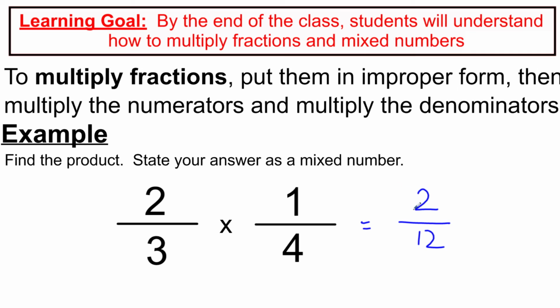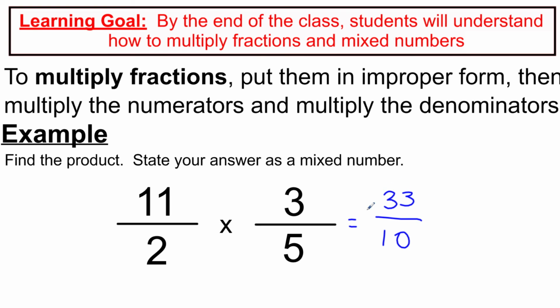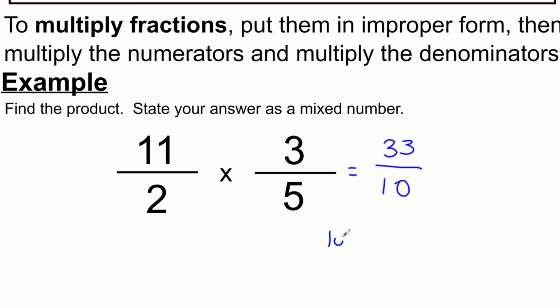Our last problem, 2 out of 12, is not even one whole number, so that was not an improper answer. But 33 over 10 is an improper fraction because the numerator is bigger than the denominator. So I need to turn this into a mixed number. And again, the way I'm going to do that is I'm going to say 10 goes into 33. It looks like 3 times.